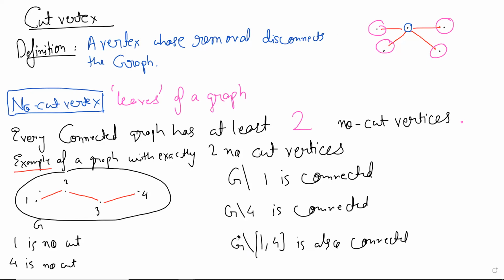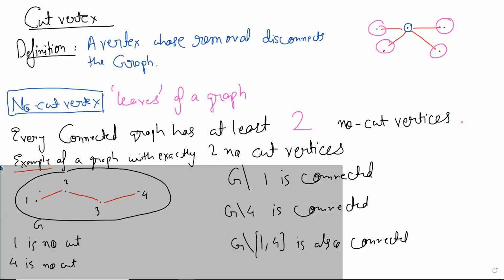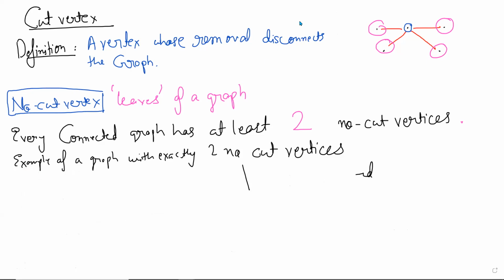Whose removal from the original graph? I mean, that is understood here, from the original graph. Okay, so these are simple. So paths are examples. Are there any other examples?